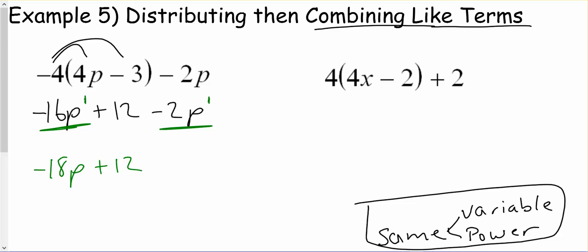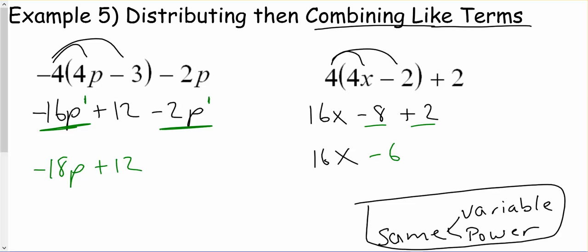For our next one, 4 times 4x makes 16x. 4 times -2 makes -8. And we're adding 2 here. And so now our like terms are our constant terms. -8 and +2. So what's -8 plus 2? -8 plus 2 is -6. And we can't combine that with our 16x, so it's just 16x minus 6.